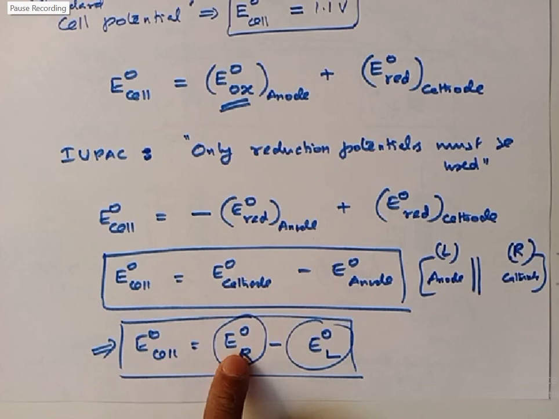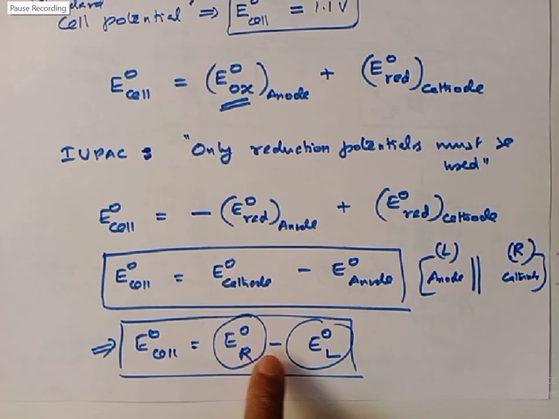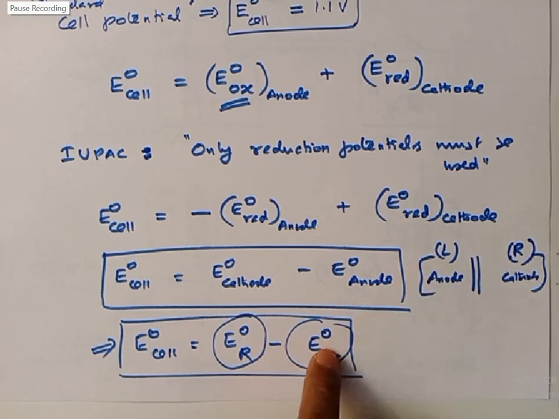Okay, reduction potentials at the right hand side electrode. Right hand side means cathode. Minus reduction potential at the left hand side electrode, that is anode. We should consider only reduction potential here. So if you consider only reduction potentials, then the difference between these two is nothing but cell potential. So we often define cell potential like this.